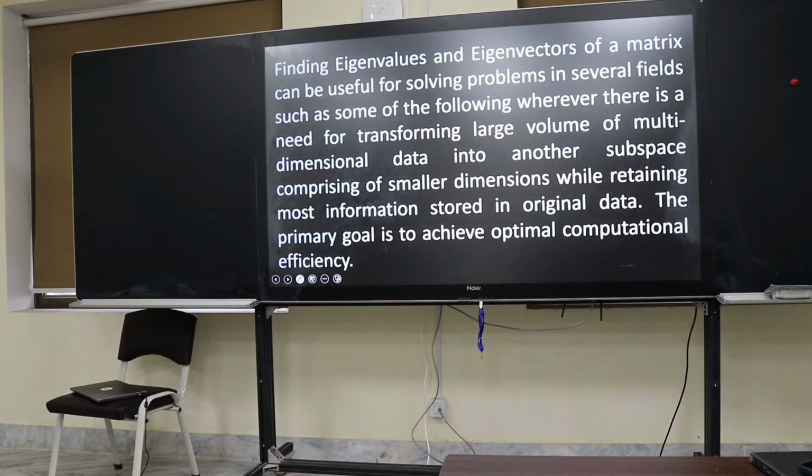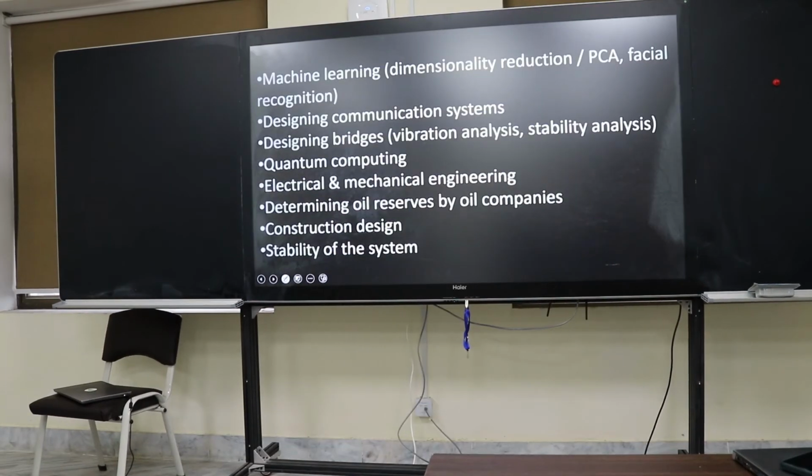Eigenvalues and eigenvectors of a matrix can be useful for solving problems in fields such as dimensionality reduction, PCA, facial recognition, designing communication systems, designing bridges, vibration analysis, stability analysis, quantum computing, electrical and mechanical engineering, determining oil reserves by oil companies, and constructing design stability of systems.